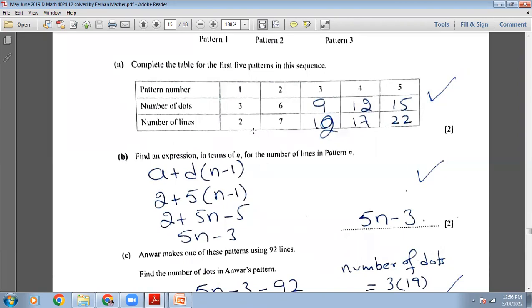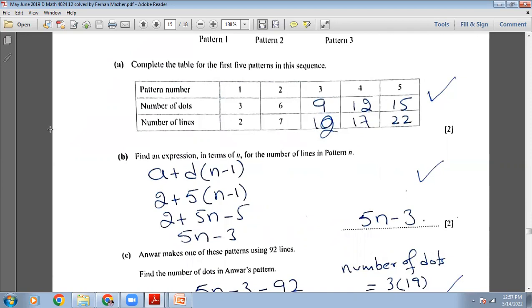So here you see the number of lines. They are talking about this pattern. If you look at this pattern carefully, 2, 7, 12, 17, 22. Here 5 is added, again 5 is added, again 5 is added, again 5 is added. If a certain number is added to the previous term and you get the next term, we call it an arithmetic sequence. And we can find the nth term of the arithmetic sequence very easily. We have a formula for that.